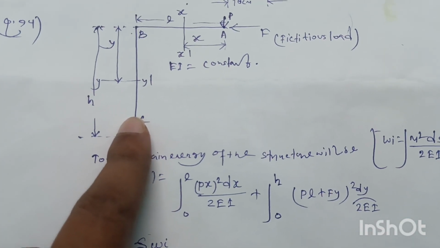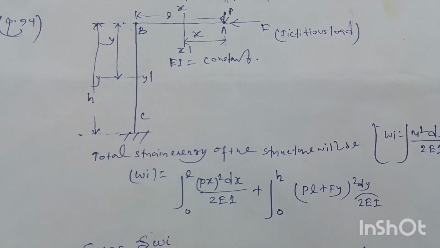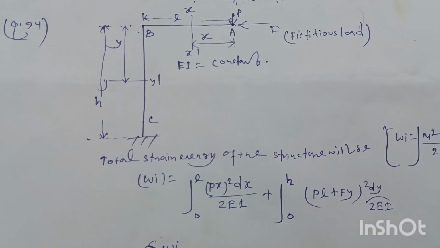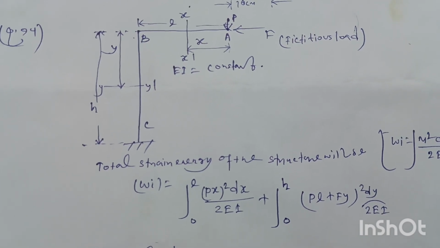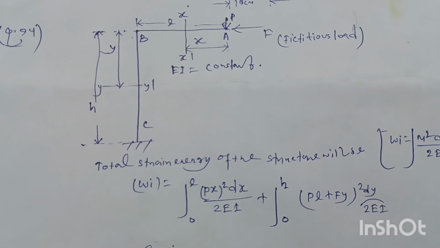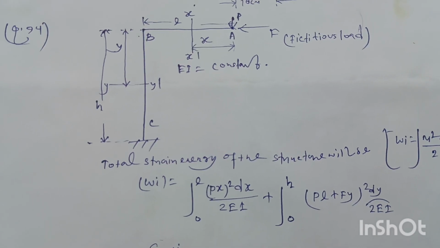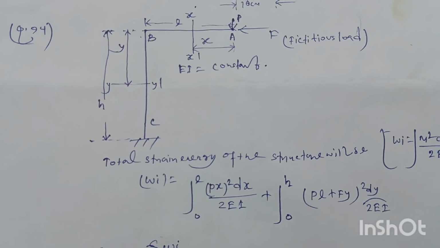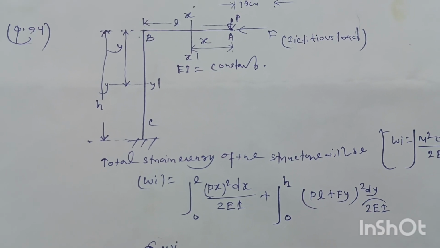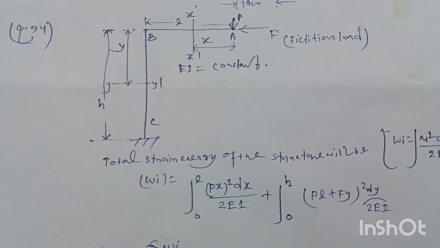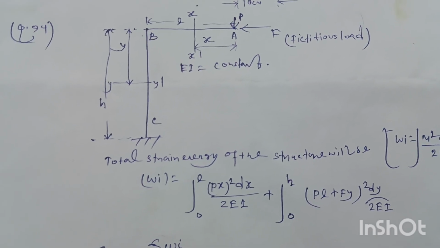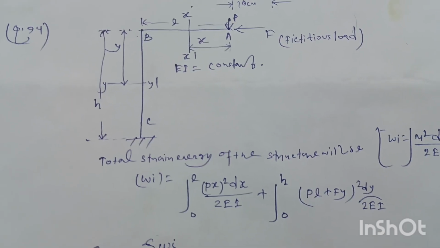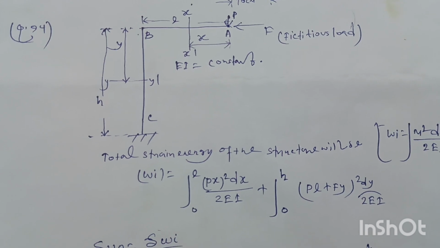divided by 2EI. Now, by Castigliano's second theorem, we know that if we take the derivative of the strain energy of a structure with respect to the concerned force at the point, then we will get the deflection at the respective point, and that is A. The direction of the force and the deflection will be the same. So, as we considered the horizontal fictitious load F at the point A of the structure, we will get the horizontal deflection at the point A.